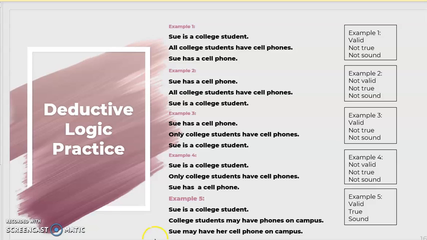So take a little bit of time and look over these examples along with the examples in your book. I'm going to come back and do a third video based on logical fallacies, but this is the end of part 2 of Evaluation, Chapter 7.